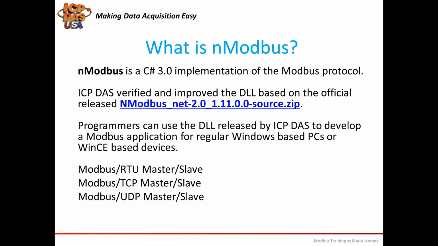ICP-DAS verified and improved the DLL based on the official released version, nModbus_net-2.0_1.1.0.0-source.zip. Programmers can use the DLL released by ICP-DAS to provide applications for regular Windows-based PCs or WinCE-based devices. The DLL features Modbus RTU master slave, Modbus ASCII master slave, Modbus TCP master slave, and Modbus UDP master slave.